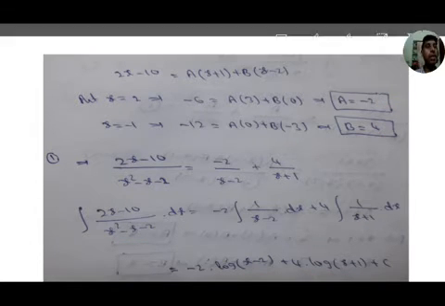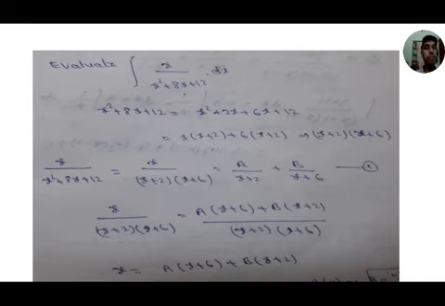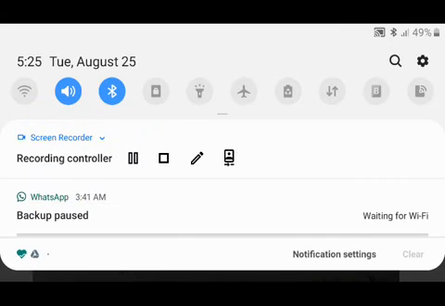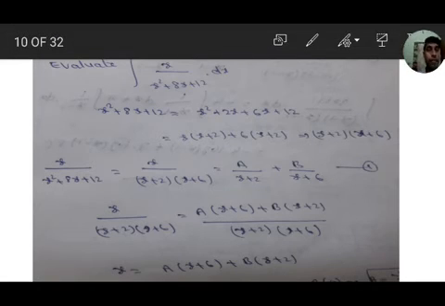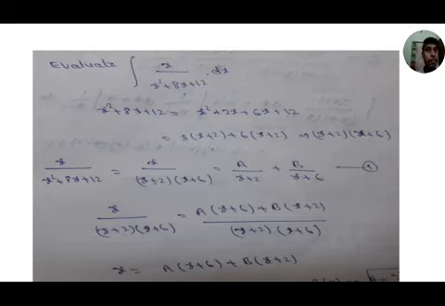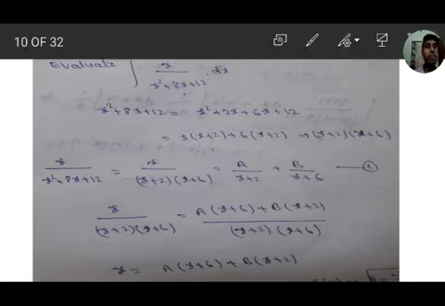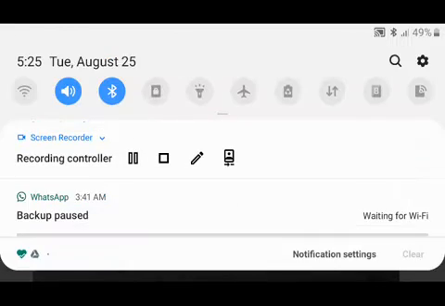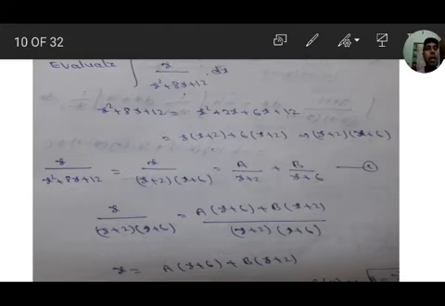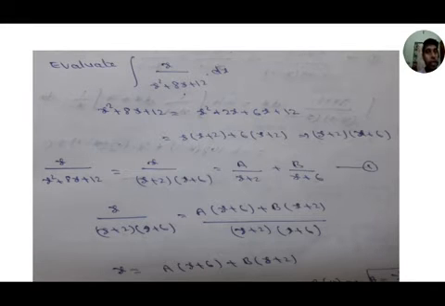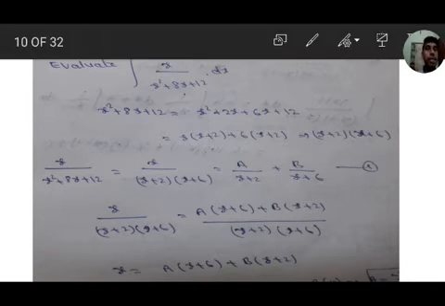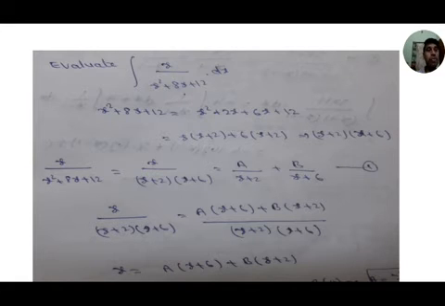Let us move to the next problem. Evaluate the integration of x by (x square plus 8x plus 12) dx.